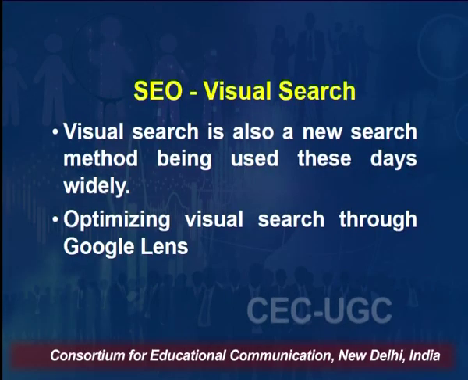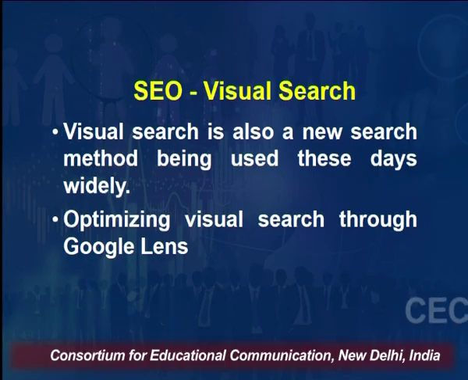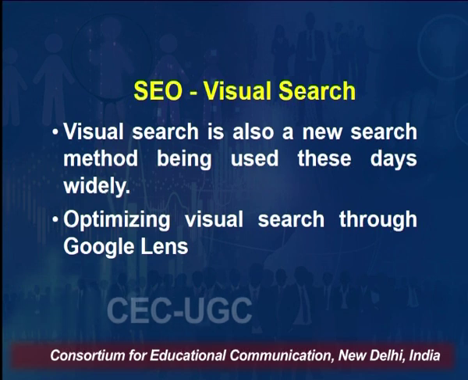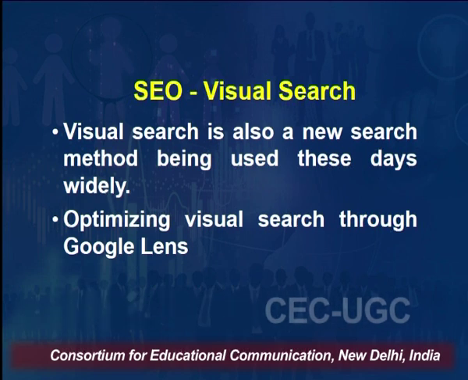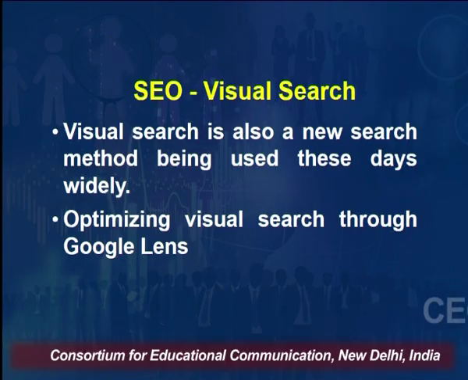Let us now talk about something which is very popular these days, which is visual search. Now, what is a visual search? Both video and visual search. Visual search is a new search method which is being used, and here you are optimizing your visual search, what you see through Google Lens. So, we find that for proper marketing and visibility, the brands have to optimize themselves, and this is what search engine optimization is meant for.